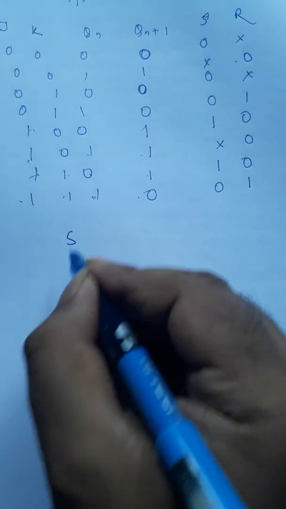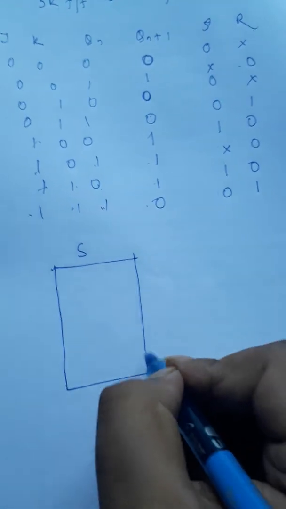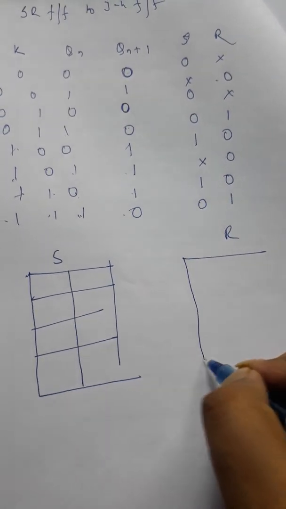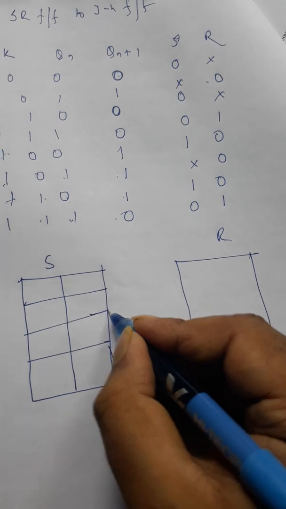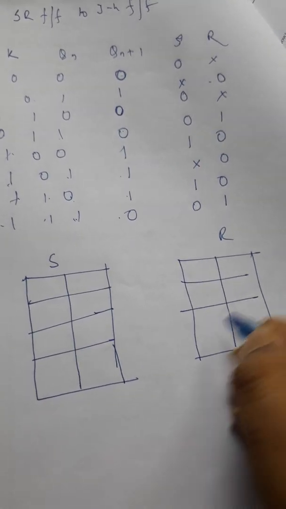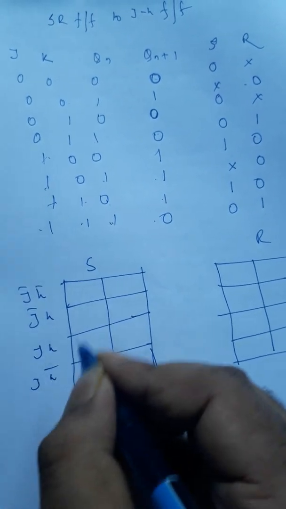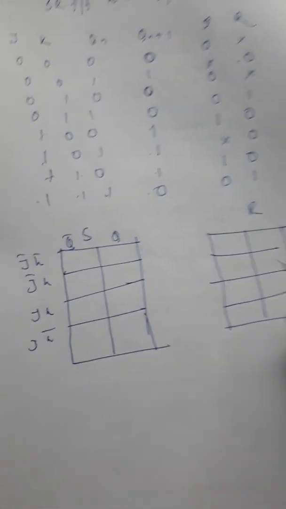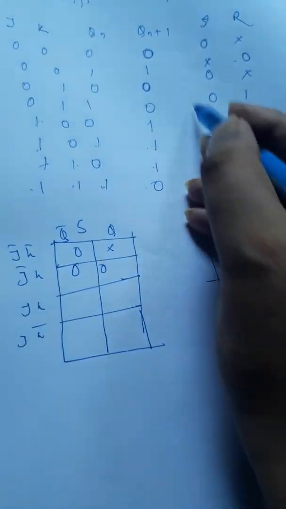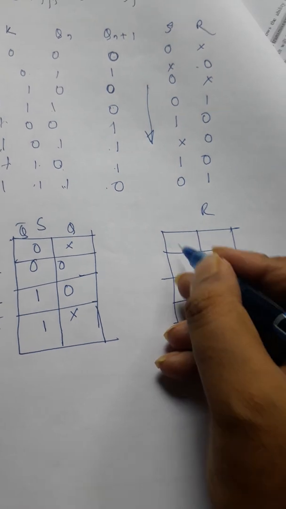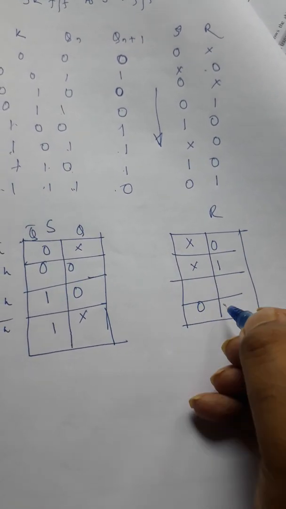Now what we do? We draw the K map of S, and we draw the K map of R. It will be J bar K bar, J bar K, J K, J K bar, and Q bar, Q. Not writing for this, it will be the same. So let us write S. It is 0, don't care, 0, 0, following this sequence, then 1, don't care, and then 1, 0. For R, let us write don't care, 0, don't care, 1, then 0, 0, 0, 1.